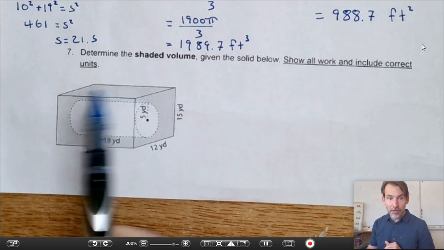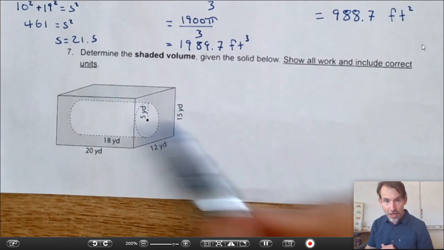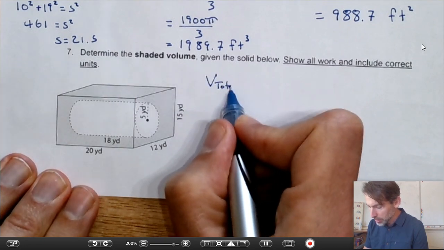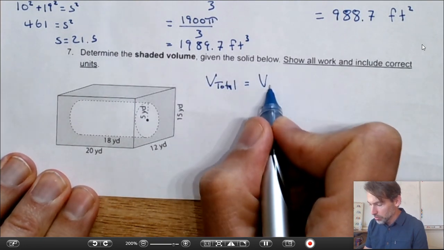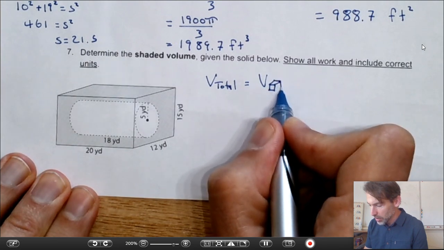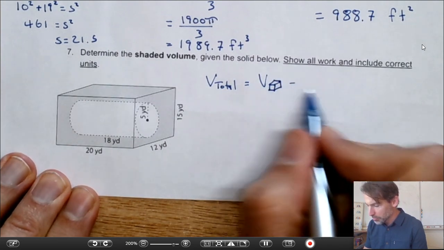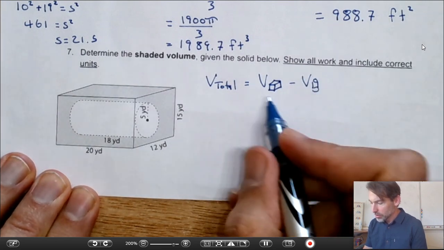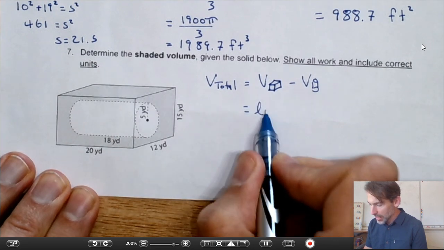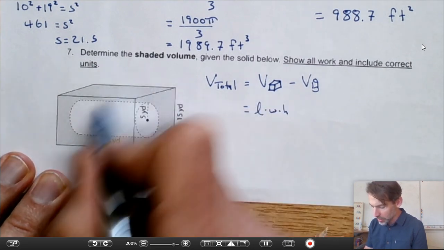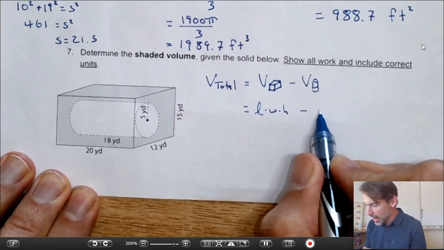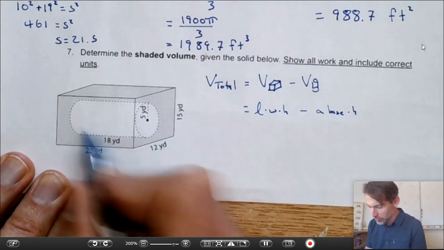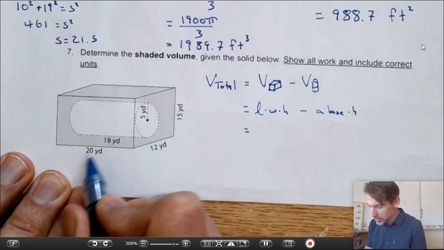Determine the shaded volume given the solid below. Okay, there's a cylinder cut out of a big cube. So the volume total is the volume of the square prism or the rectangular prism minus the volume of the cone. Okay, so let's find out what those are. This is length times width times height is how we find the volume of this guy. And we're going to subtract area of the base times height for the volume of this cone. Okay, so we can substitute in there.